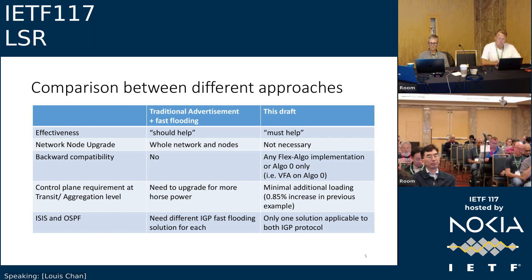And we're going to talk about N routers, right? We talk about transit one, right? And the last one is about ISIS and OSPF. So you need different kinds of fast forwarding methods for ISIS and OSPF equivalents. But here, this draft is one solution for all. So both OSPF and ISIS use the same methods.